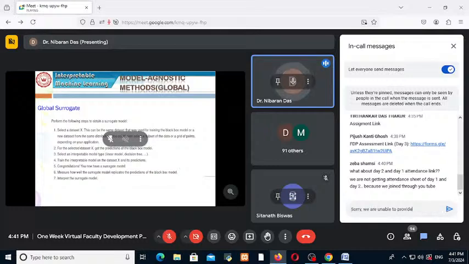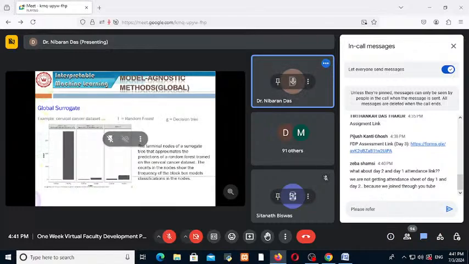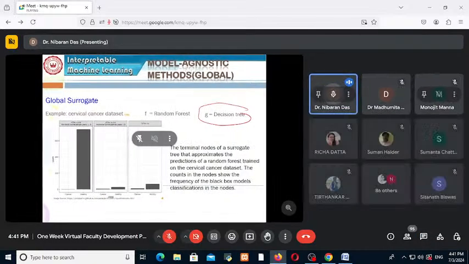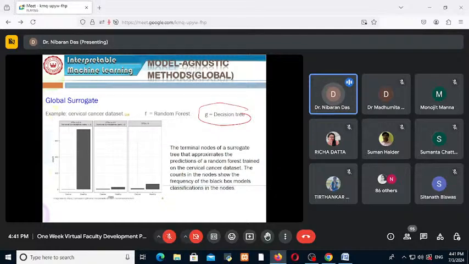So you measure how well the surrogate model replicates the prediction of the black box model. Here is a random forest, and here the corresponding decision tree output. A random forest, you know, is a combination of multiple decision trees. But whenever you are using a single decision tree, then you can easily describe it.